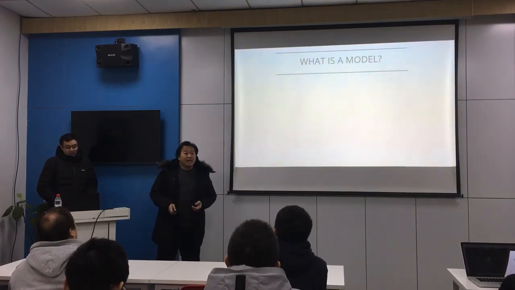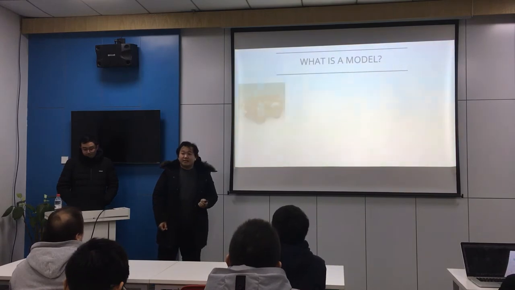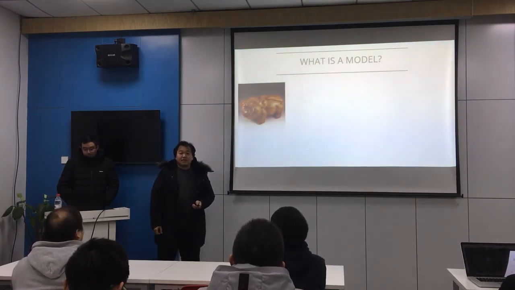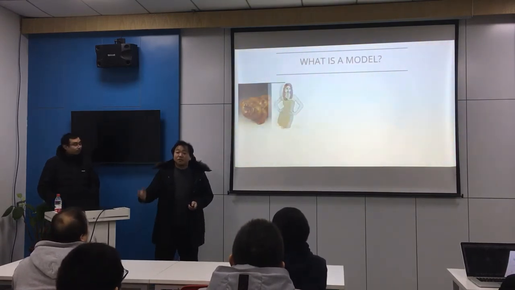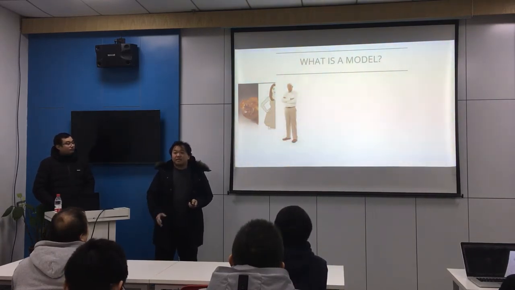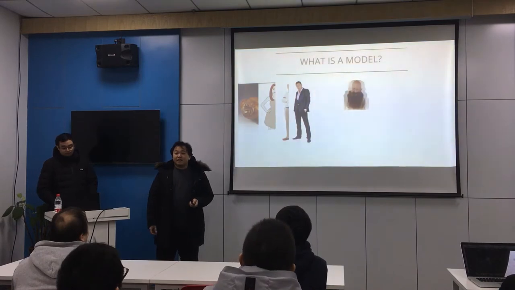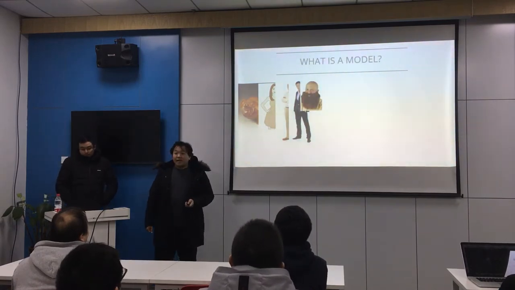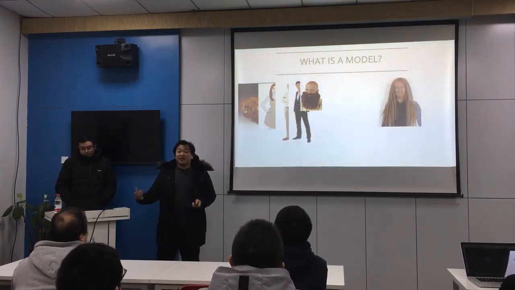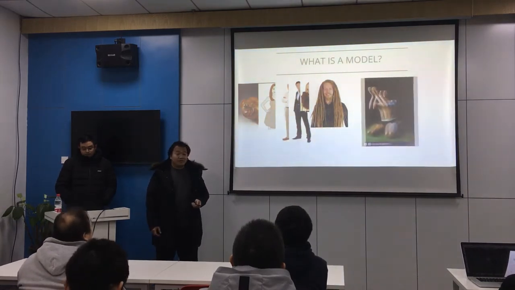I'll start with an example. I want to describe an object to you. I'll say it's a statue, but it's not a statue of a pig. It's a statue of a person, but it's not a female. It's a male, but it's not an old male. It's someone who is young, about 20 to 30 years old. The statue's face has a mustache and beard. It also has long hair. And the statue is kneeling down.